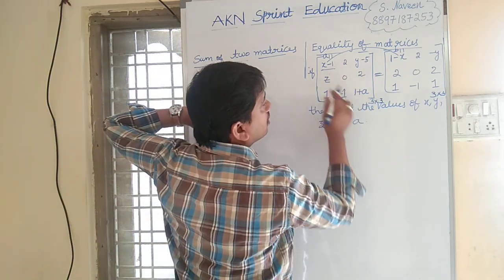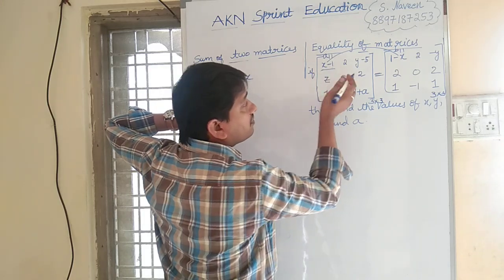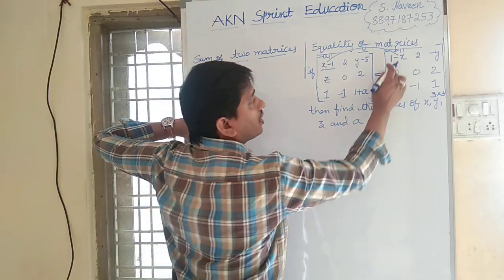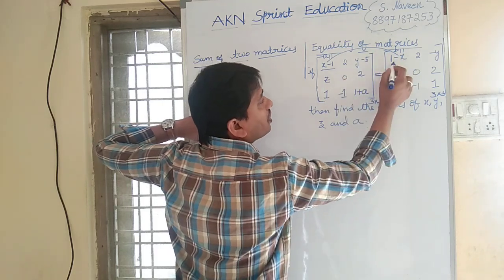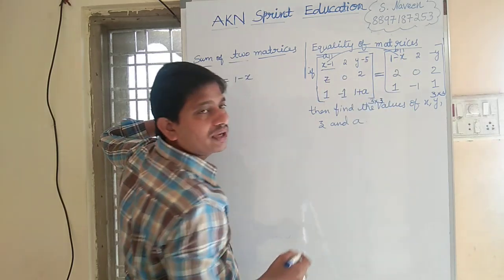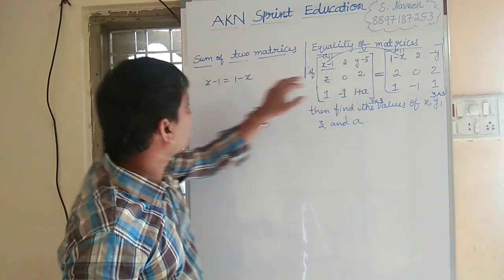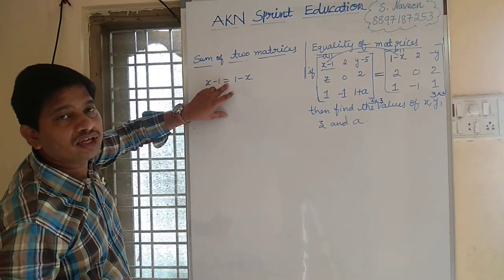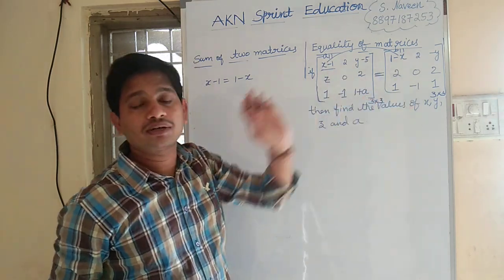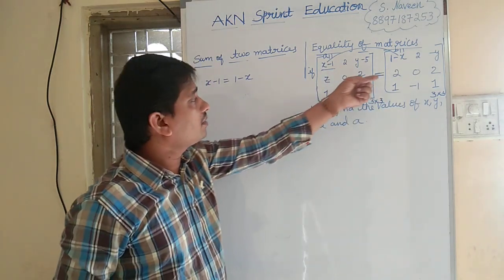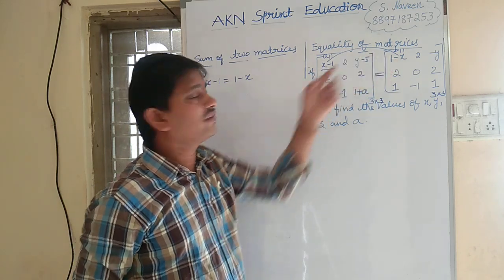This is x minus 1, which is in the first row, first column. Here also 1 minus x is in the first row, first column. So we need to equate the corresponding elements, because in between we have the equal sign, that is the reason we are putting the equal sign. If it is plus, we need to add. If it is minus, we need to subtract. Okay children, here we have an equal sign, so we need to equate.